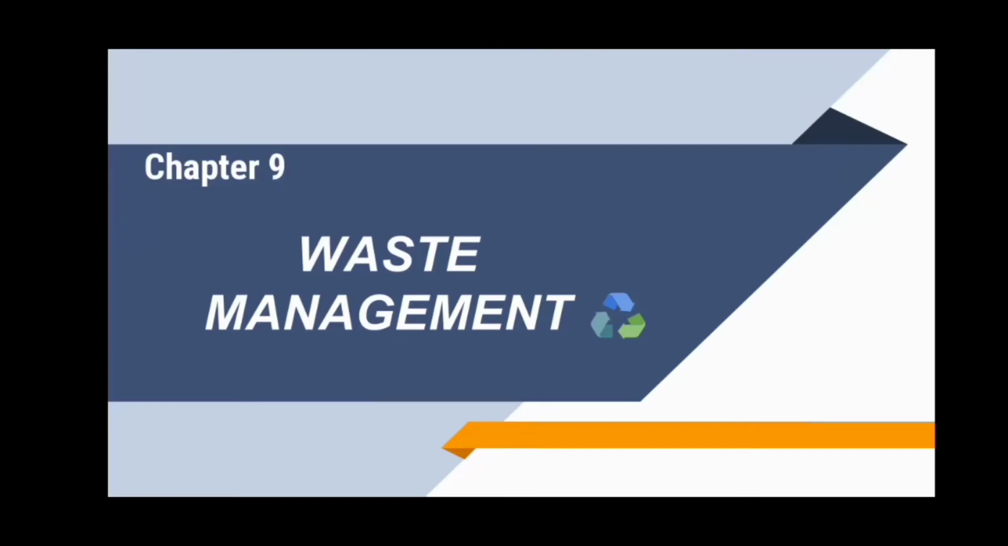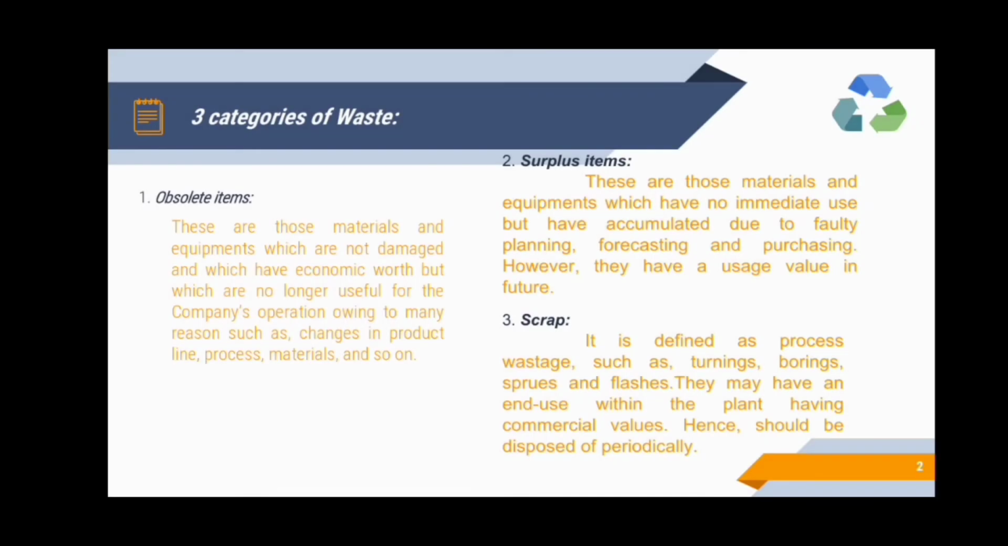Chapter 9, Waste Management. There are three categories of waste. First is obsolete items, second is surplus items, and third is scrap.